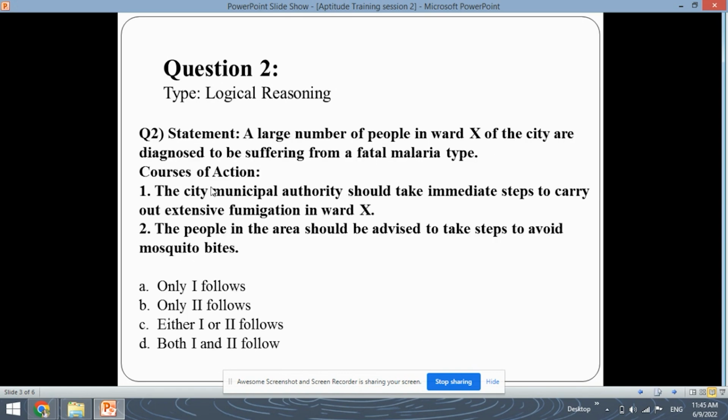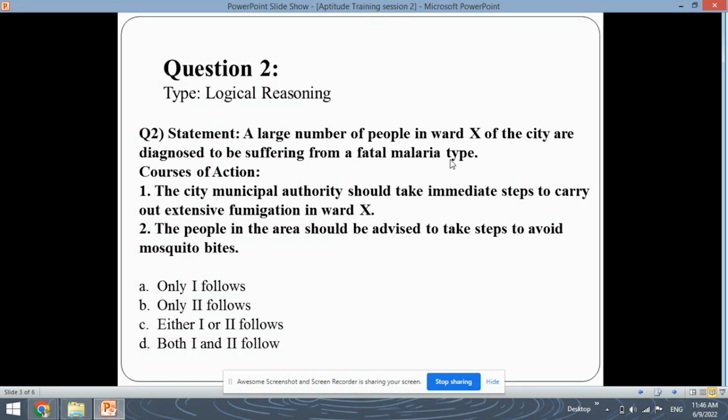In this question, we have been given a statement and two courses of action that we will need to follow when this statement has occurred. So let's see what first the statement is. The statement says that a large number of people in Ward X of the city are diagnosed to be suffering from a fatal type of malaria, which means in a particular Ward X of a particular city, a huge number of people are suffering from malaria.